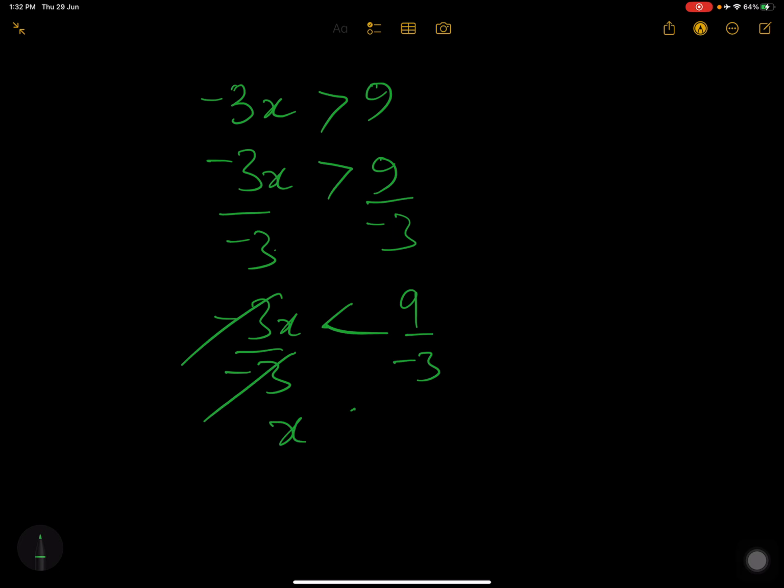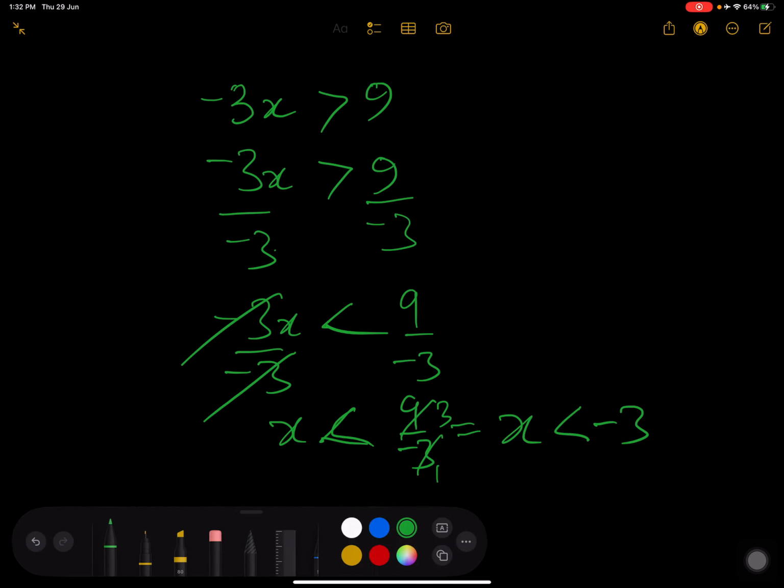So x now becomes less than 9 over negative 3, not the same greater than sign that we started with, which gives us negative 3, because the common factor is 3. So x becomes less than negative 3.